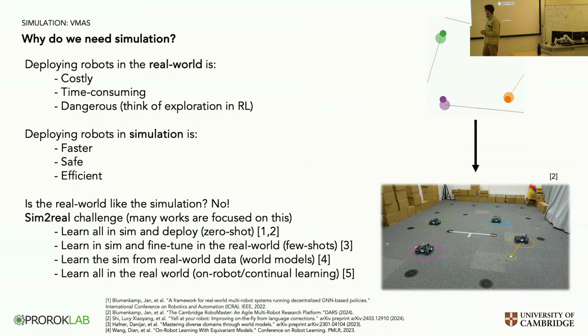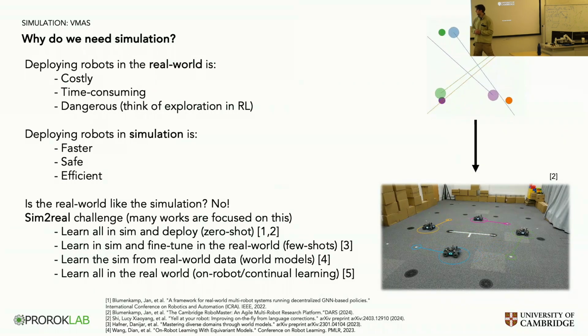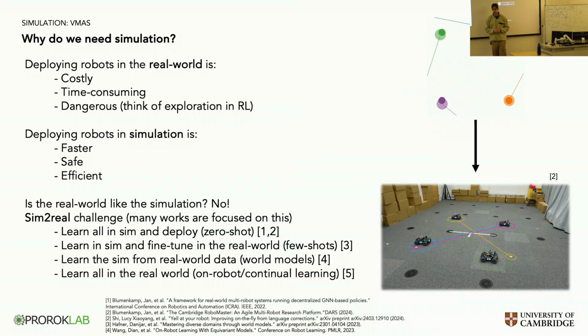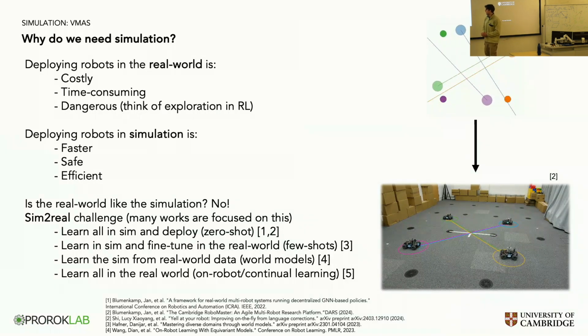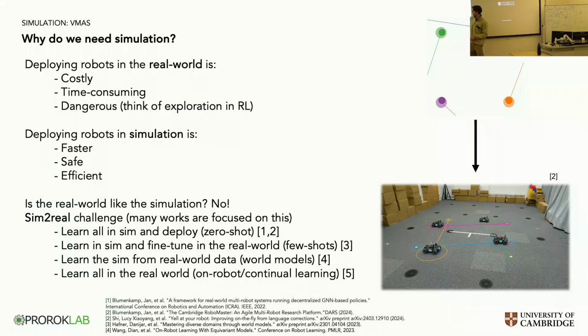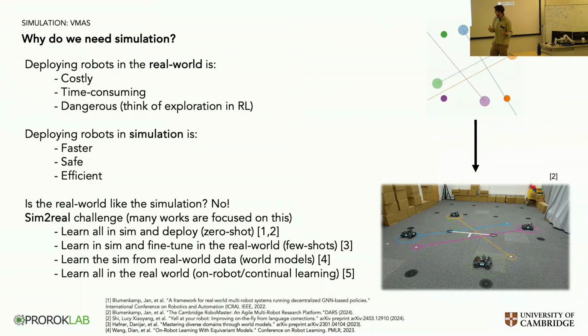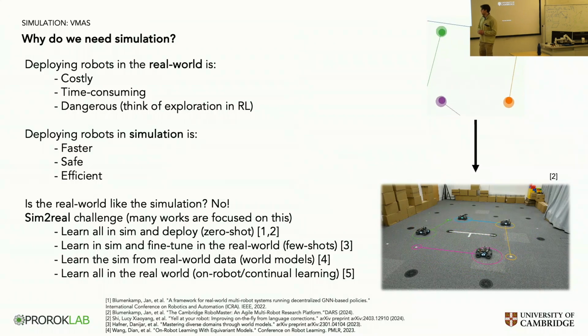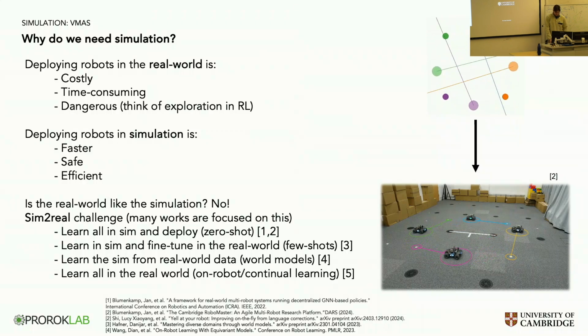The other way is to do fine-tuning in the real world, so a few shots. You do most of the work in simulation and then the last steps in the real world. Otherwise, you can learn the simulator from real-world data, as a kind of world model architecture. And at the other end of the spectrum, you can learn directly in the real world, on the robots. For each of these, I left a reference you will find later in the slides if you are interested.